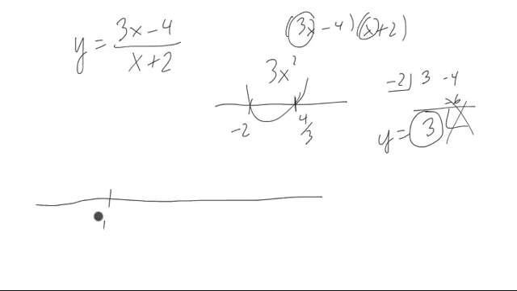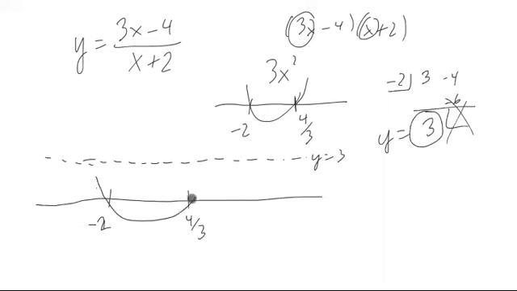So we have -2, and we have 4/3. And let's suppose we have a line right here, y equals 3. Okay, and we know the graph is going to look something like that, at least from the first step, and we're going to work with that.